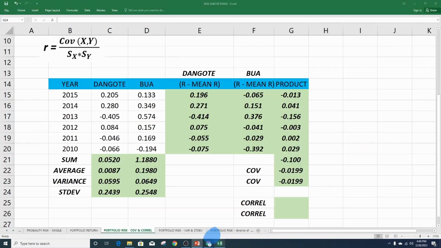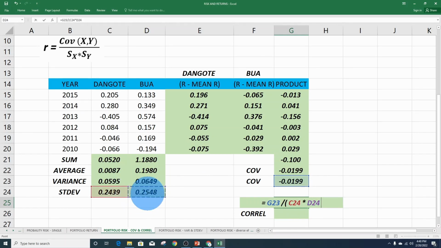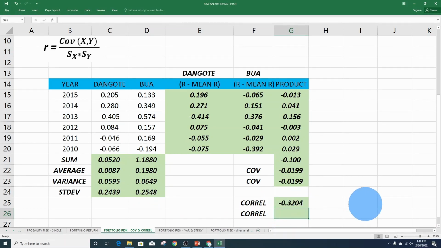So if we go to our Excel, we can take those values and see. We said this is equal to our covariance value. We can take any of them, divide by, bracket open, our standard deviation for Dangote times our standard deviation for Bua, bracket close, enter, and that is the answer we got, -0.32.